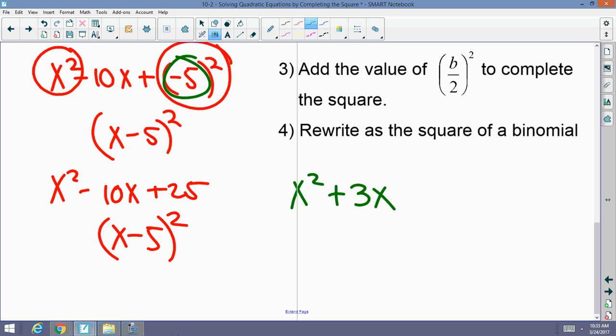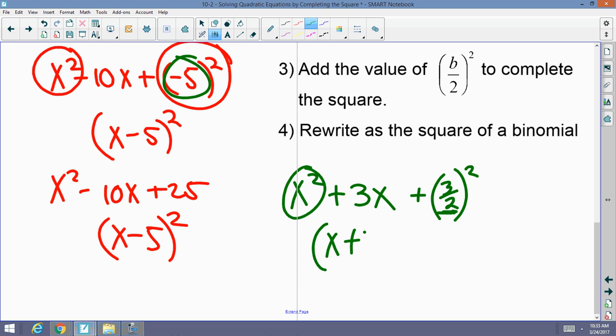I'm going to have to add b over 2 squared. So b over 2 would be 3 halves squared, right? My method: the square root of the first term is x, and the square root of the second term is exactly the inside part. So I got plus 3 halves squared.